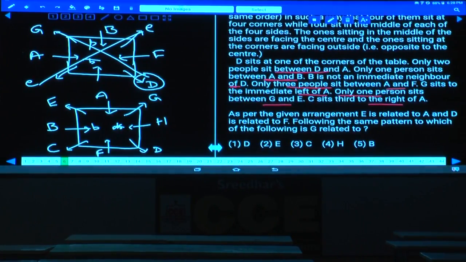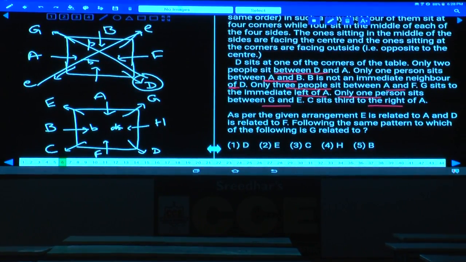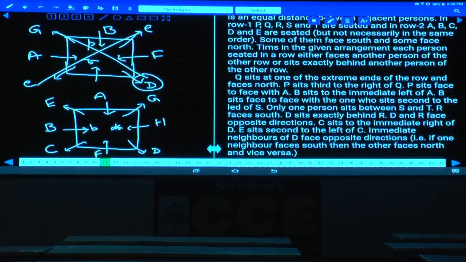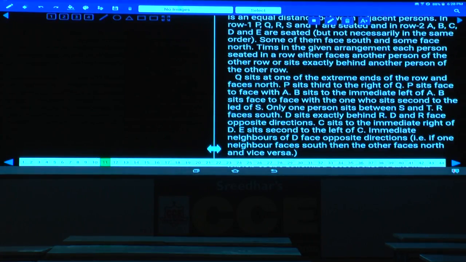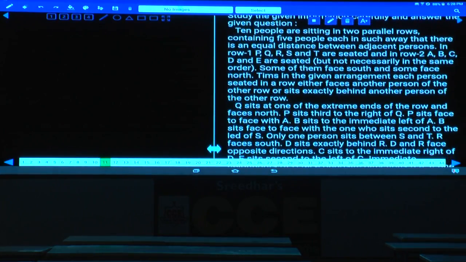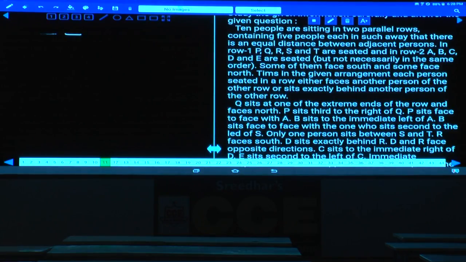Now, question numbers 11 to 15. What is the information here? 5 persons in row 1 and 5 persons in row 2. P, Q, R, S, T are seated in row 1, and in row 2, A, B, C, D and E are seated. And some of them are facing south and some are facing north. Which is row 1 and which is row 2 is not clearly known, isn't it? You can fix it anywhere.